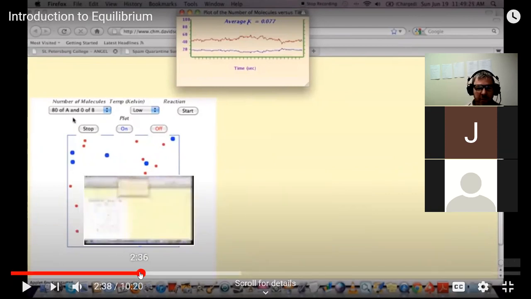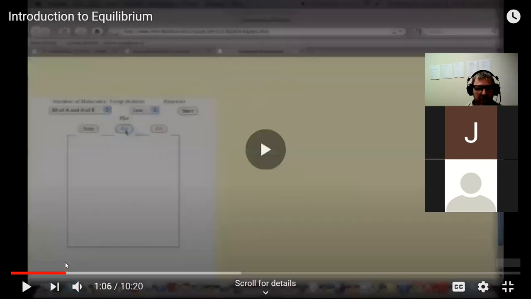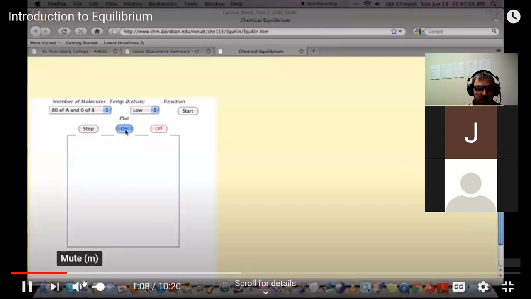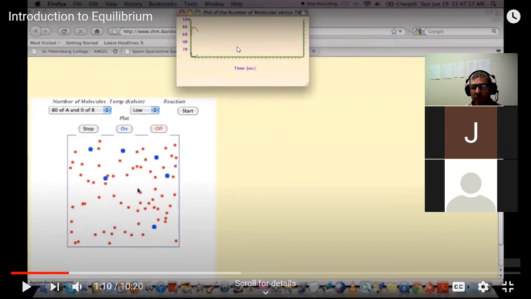So what you can see is at the very beginning, we'll take it back to the very start here, to look at how the reaction goes. All right, so we're starting off with, you can see that there were 80 reds and 0 blues. Now I think it was 2A to B is the reaction. So 2 reds give a blue. And then what happened was, of course, the number of reds went down and the number of blues began to go up until they became constant. And that's equilibrium right there, when they become constant.